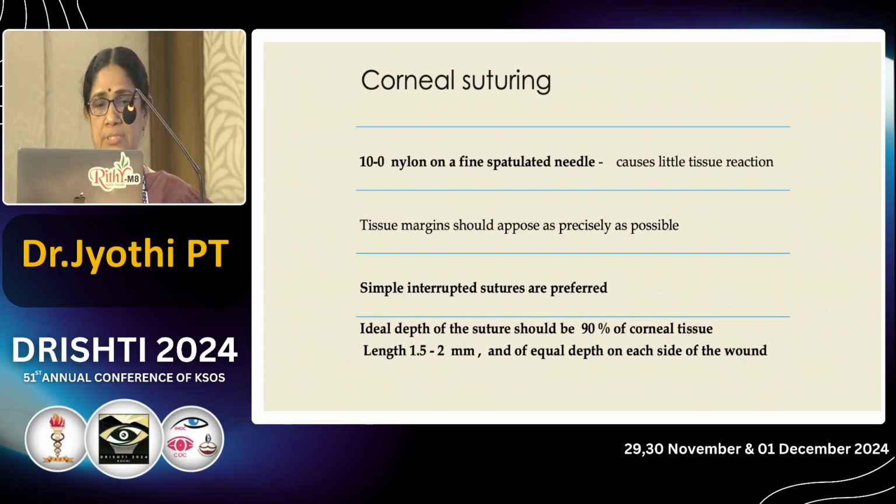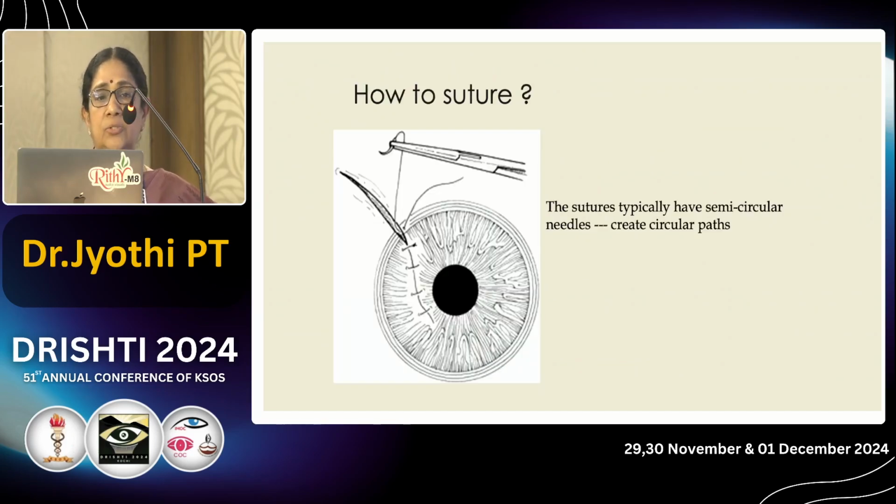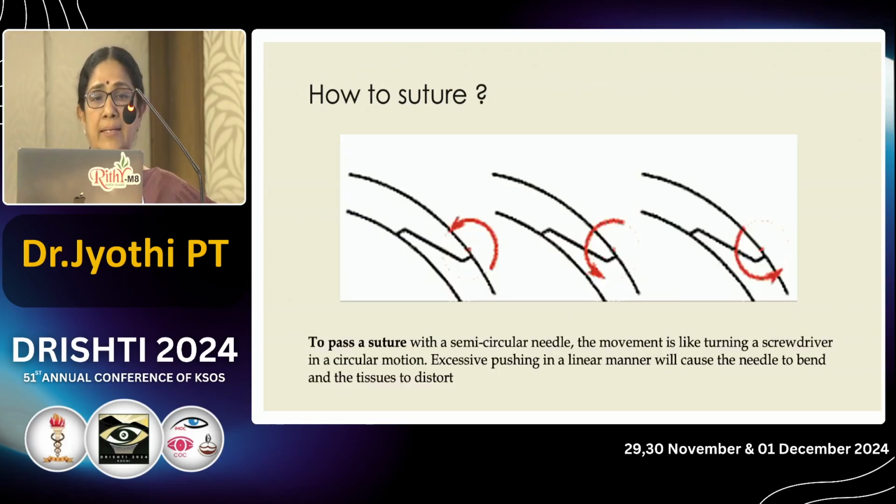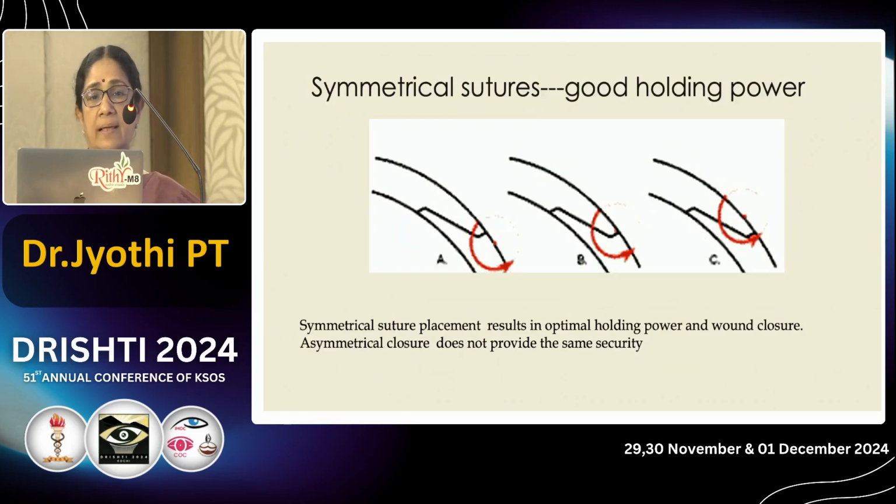Simple interrupted sutures are preferred, and the ideal depth of the suture should be 90% of the corneal tissue, and the length should be 1.5 to 2 mm and of equal depth on each side of the wound. The sutures typically have semicircular needles which create a circular path. To pass the suture with a semicircular needle, the movement is like turning a screwdriver in a circular motion. Excessive pushing in a linear manner will cause the needle to bend and the tissues to distort.